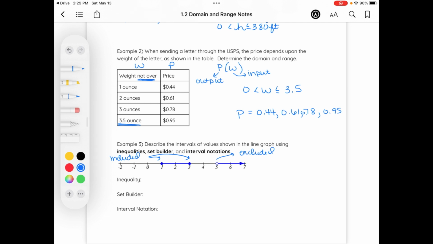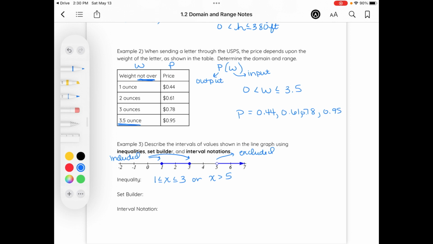So in inequality form, my x value has to be greater than or equal to 1, but less than or equal to 3. So x has to be in between 1 and 3 inclusive, or x has to be greater than 5. Notice that I did not put a slash underneath because it can't be equal to 5. It just has to be greater than 5 is where we're starting.